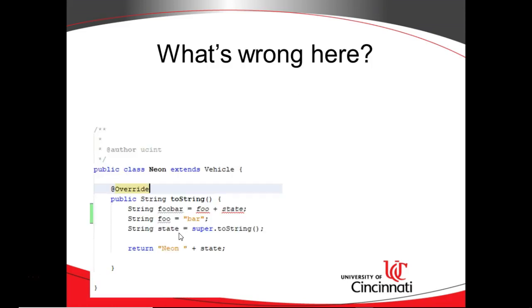Okay, so what's wrong here? Here's an example. Take a look at this method. I have String foobar equals foo plus state. Under that, I have String foo equals bar, and String state equals super.toString. The problem here is I'm trying to reference a variable called foo before it's declared, and I'm trying to reference a variable called state before it's declared as well. So this is giving me a red line, which means a compiler error. If I take this foobar, and move it down below this declaration of state and foo, everything will be fine. I simply can't have it when it's out of scope.